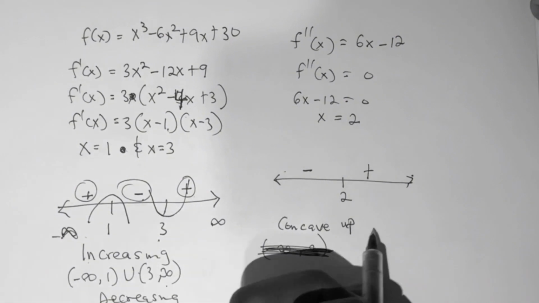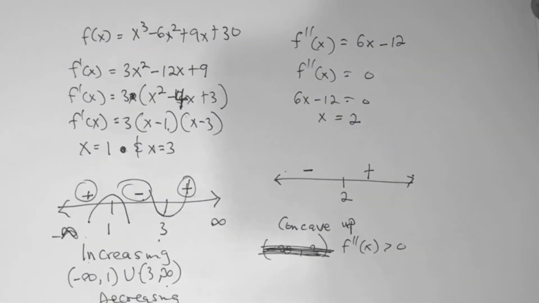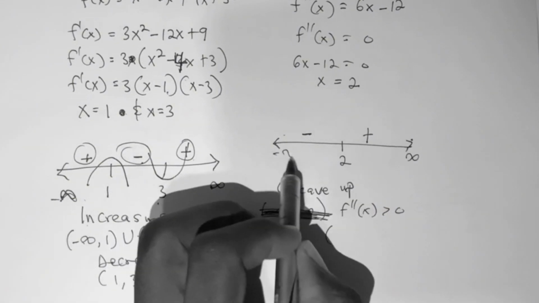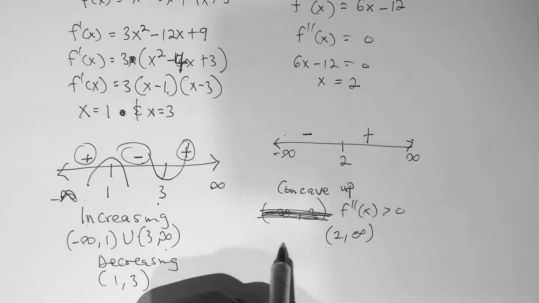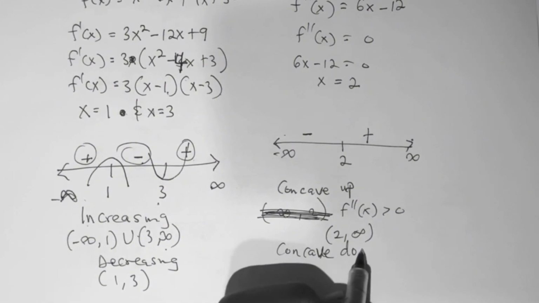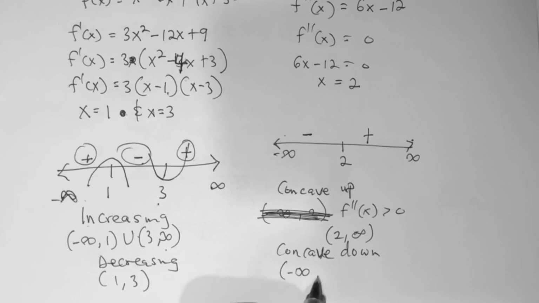Concave up occurs where the second derivative is greater than 0. So the concave up interval is 2 and infinity. And then concave down is minus infinity and then 2.